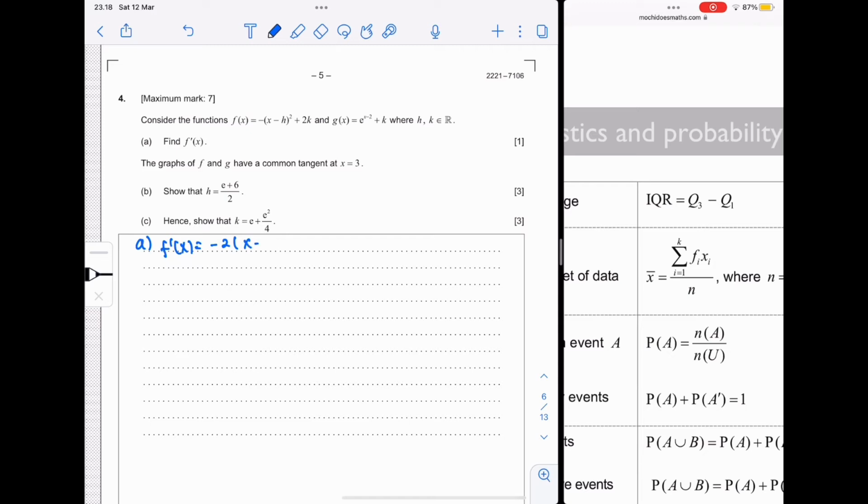Minus 2 bracket x minus h to the power of 1. 2k will be 0. That's it. Done. That's why they only mark you a score, one score only.